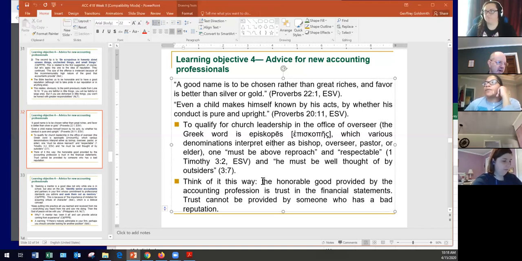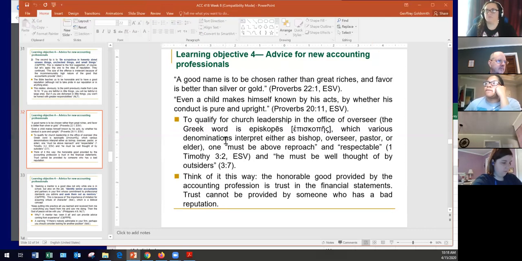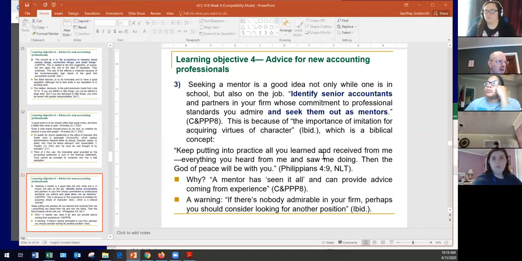So think of it this way. The honorable good provided by the accounting profession is trust in the financial statements. Trust cannot be provided by someone who has a bad reputation. Next point, point 3, any questions or comments before we move on to that?